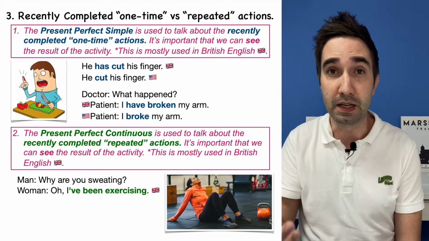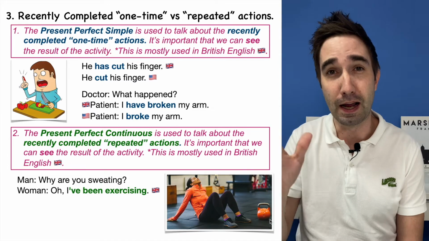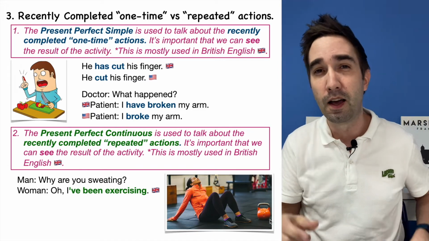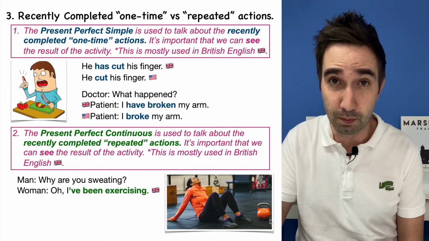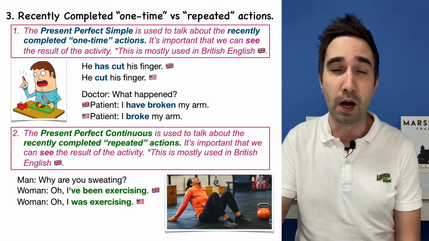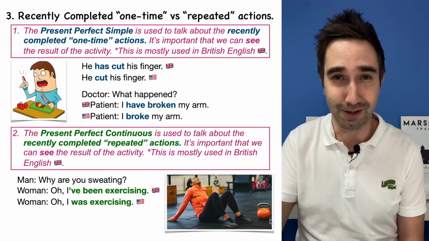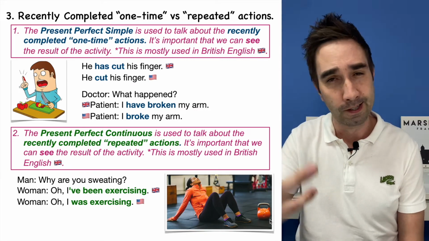I have been exercising. Again, this is mostly British. I exercised for an hour just recently. I finished exercising. So in that case, they're still going to use present perfect continuous. But an American would probably say, oh, I was exercising. Even though I'm finished, I was exercising. So again, same meaning, British English, American English, both okay.